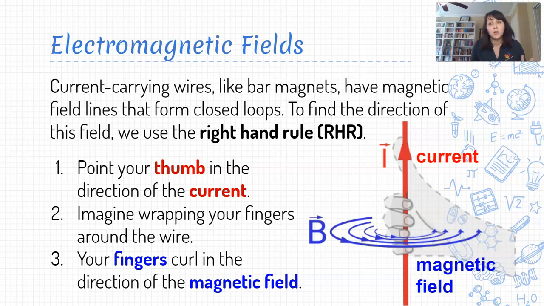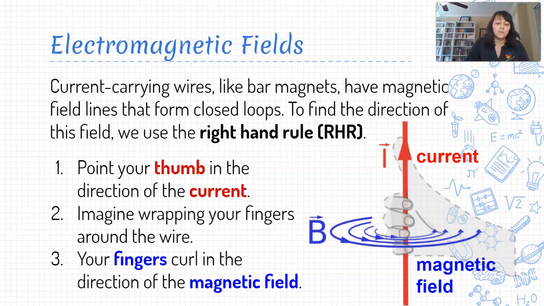So if I have a straight current carrying wire like is shown here, and the current is going upward, I would point my thumb up and see the way that my fingers are curling around. So then that way I can figure out which way those magnetic field lines are looping around my current.